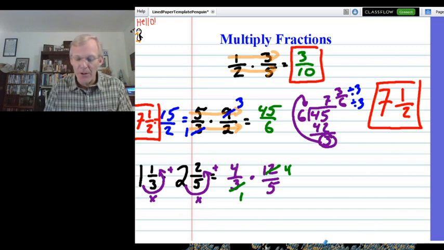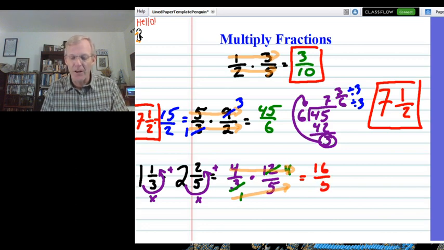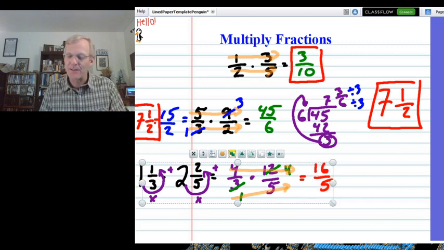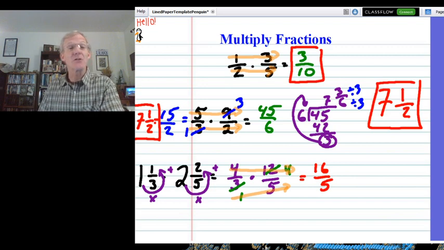Okay, so now we're going to multiply straight across, and we're going to come up with the final answer. 4 times 4 is 16 over 5 times 1. Well, that's not quite the right answer yet, is it? Because it's improper. We need to change it to a mixed number.